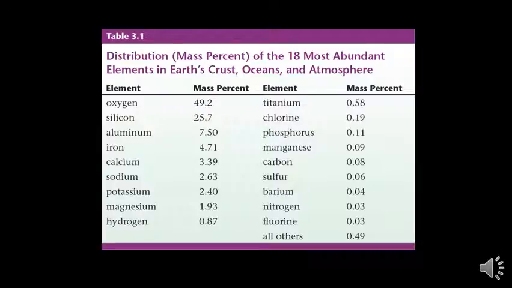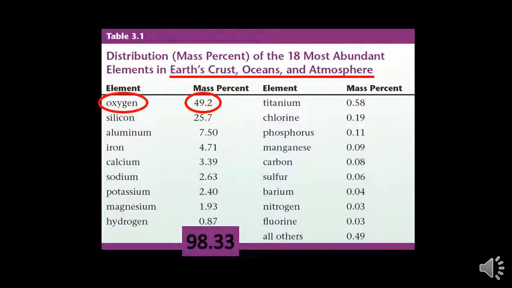If we look at the Earth's crust, oceans, and atmosphere, oxygen in some form makes up 49.2% of all three of those things. And when I say oxygen in some form, I could mean O2, like the air we breathe. You can find it in water. You can find it in carbon dioxide. I could keep going. But oxygen in some form is found the most if I combine the crust, the oceans, and the atmosphere.